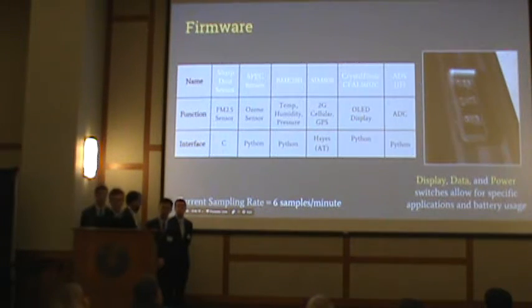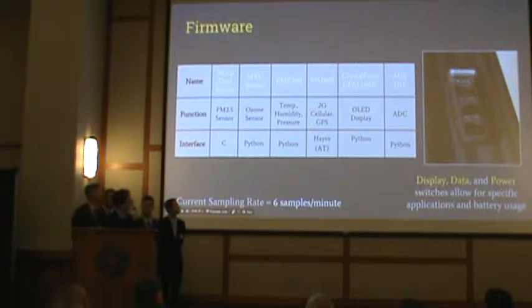So to communicate with these different kinds of sensors, we wrote various types of code, including C, Python, and using the AT interface. You can also see here that we have some data switches. This allows the user to really tailor this device to their experience, whether they're going to be using it in real time. You can control whether the display is on or off to save battery power if you're going to be using this in a remote location where it needs to last a lot longer.